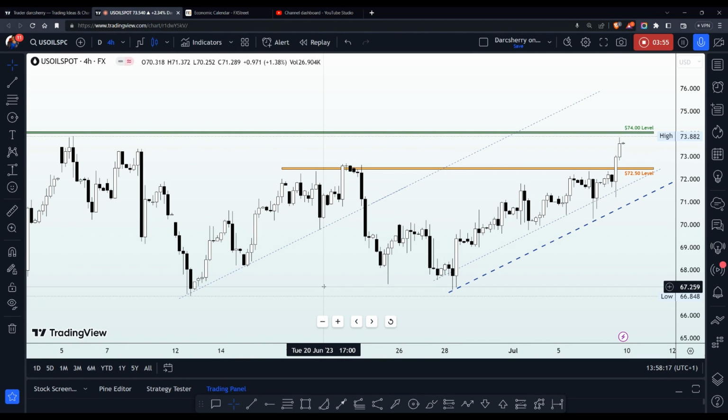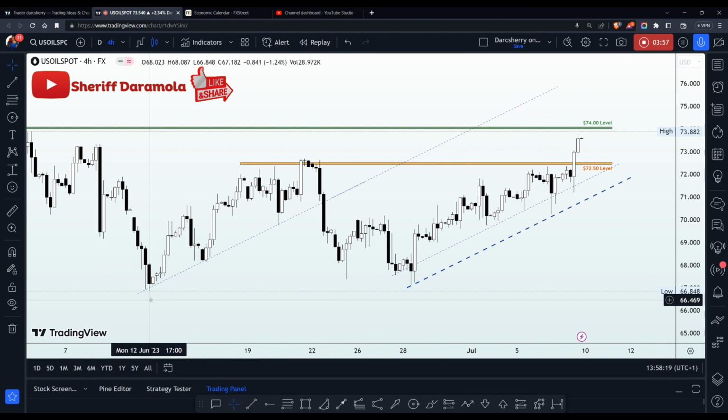And looking at what we have here, what I did was to take into consideration the nature of price action since the second week of the month of June. And this was what I was able to come up with.